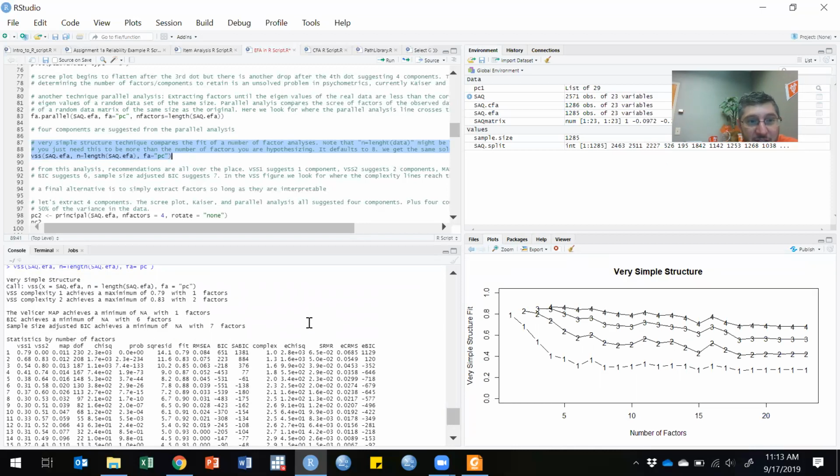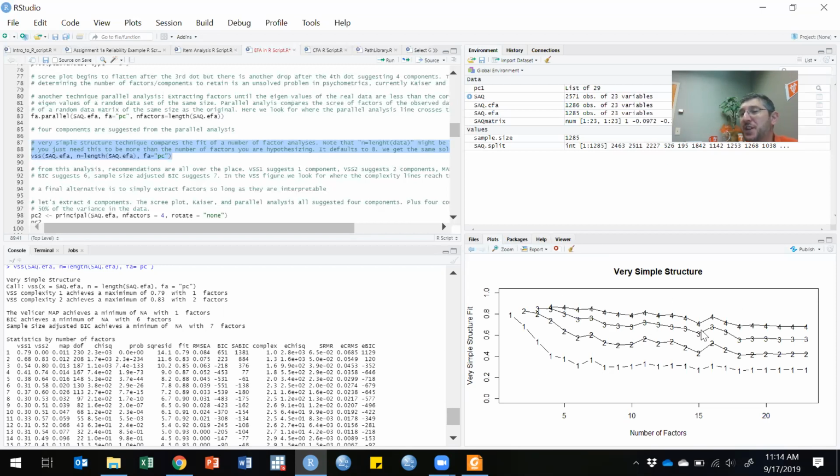I think there's another in there, a MAP factor. Yes, yeah. MAP achieves maximum with 1 factor. So you can read up about some of these if you wanted to know more about them, but these are all just different ways of trying to assess how many factors we should extract from our data. Another alternative is to just extract factors as long as they're interpretable, as long as we can interpret what these factors actually mean.